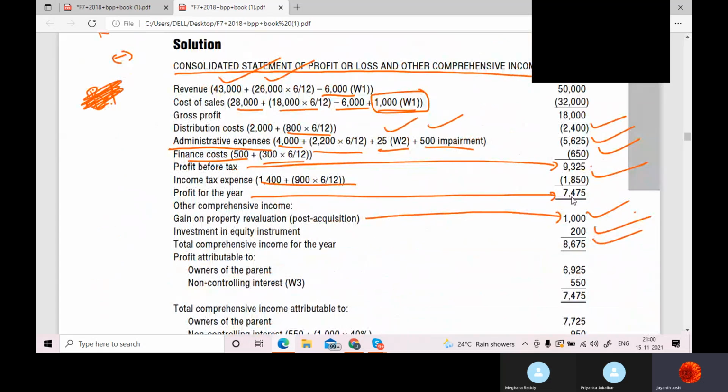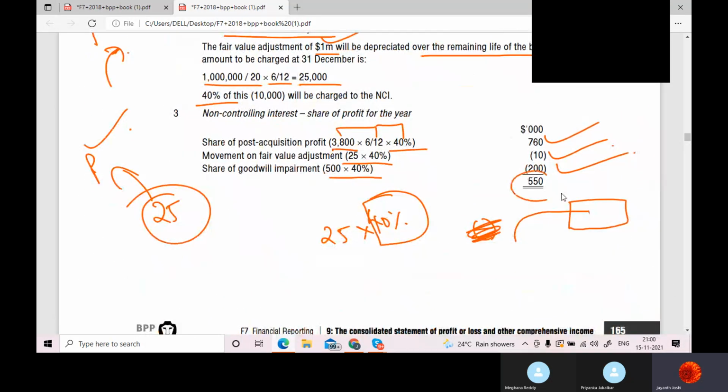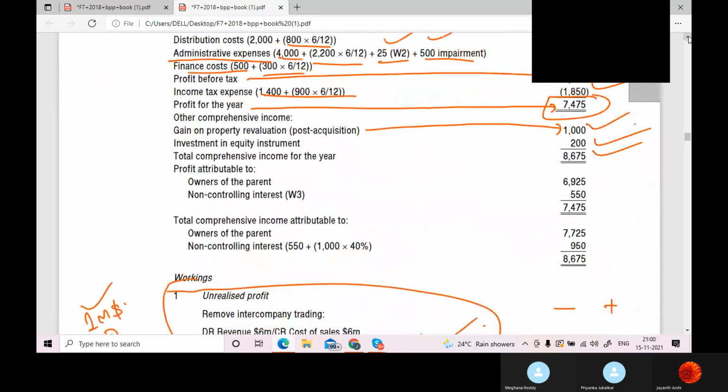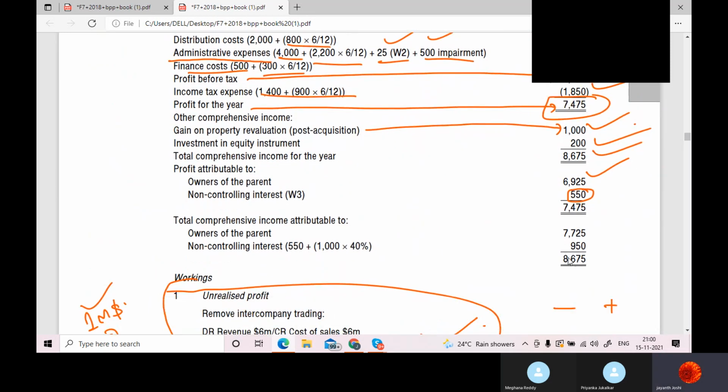And that's the reason why this is the group profit now. The group profit. But in that impairment also these guys have a share. So this is the NCI's profit. From this, 7475 is NCI's profit, we will remove it and we get the parent's profit. And then OCI also, we'll take 8695.